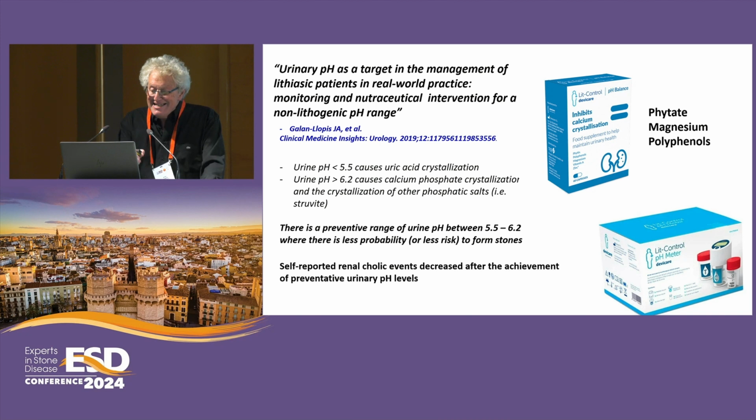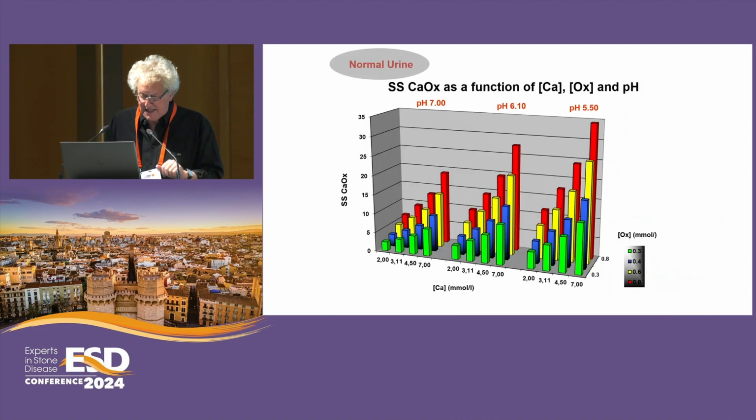So in the work that the group was done under, self-reported renal colic events decreased after the achievement of reaching this target. So recall that the pH ultimately determines the supersaturation, which is the risk factor. And here's some modeling that I spoke about. These are theoretical calculations of what we call the speciation.